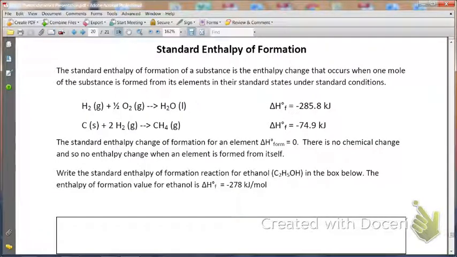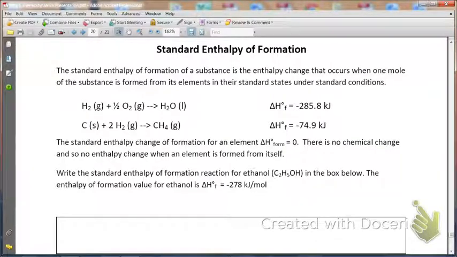Alright, let's get started with this lecture video on standard enthalpy of formation. This is a quite important lecture video, so you may need to relook at this. Make sure that you solve all the problems as we go through here, and if there's any questions, make sure that you write them down and come to class with them so we can discuss them.